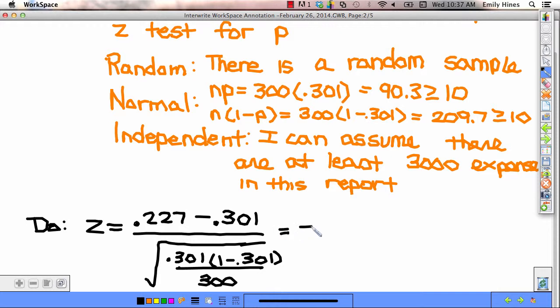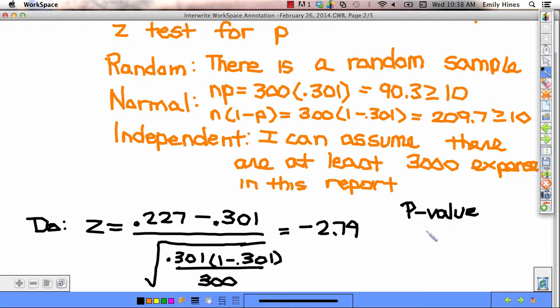And what we're going to get is a negative 2.79. I'm glad it's negative, because that tells me that I did this right, because my p hat was below the actual p. So then I find the p-value.